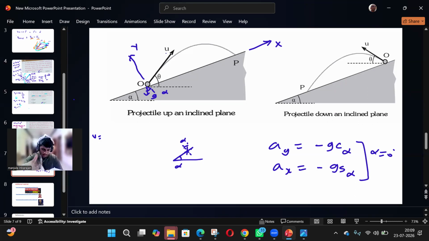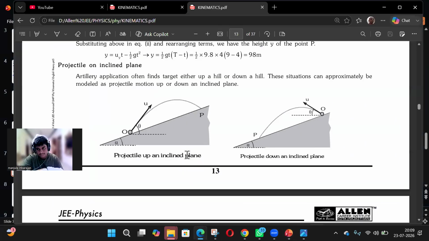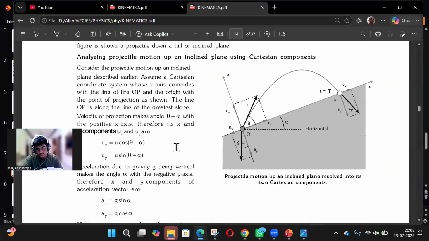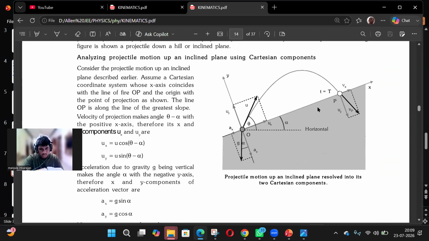So when it's thrown up, the initial velocity is u cos theta in the positive x direction and u sin theta in the positive y direction. While thrown down, the initial velocity is u cos theta along the minus x direction. So this is the basic idea. So from this, see ux. Okay, here he has done it differently.